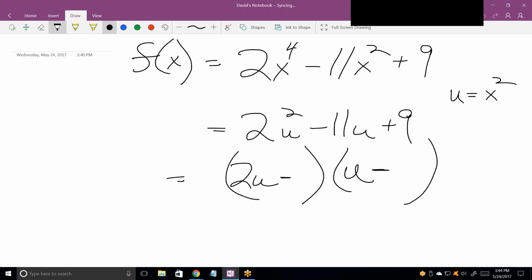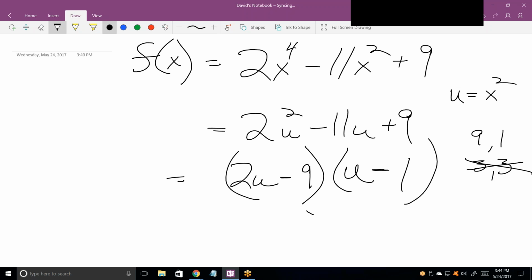So what's the possibility? Negative times negative. There's only two sets of factors. It's either 9 and 1 or 3 and 3. Wait, but none of those add up. You're right. Oh, wait, no. Yes, 3 and 3 doesn't work, but 9 and 1 does. Where does the 9 go? It's going to be 2u minus 9, and then u minus 1.